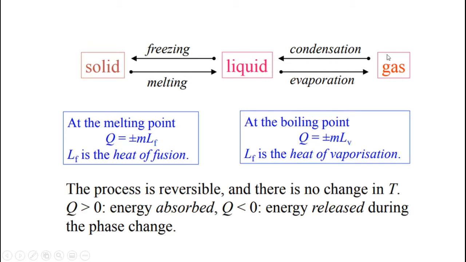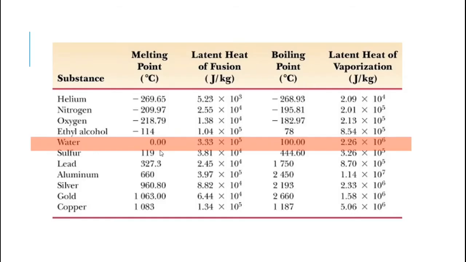But if you have here from gas to liquid, that is condensation. So this should be negative mLv because it's releasing heat. So it's an exothermic process. Condensation is an exothermic process. And then from liquid to solid, that's freezing. Again, it's releasing heat, an exothermic process. So Q will become negative mLf. Okay, so that is phase change.